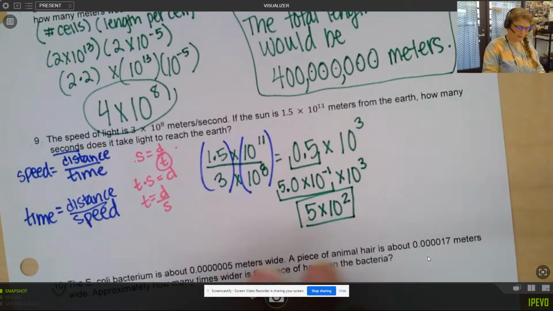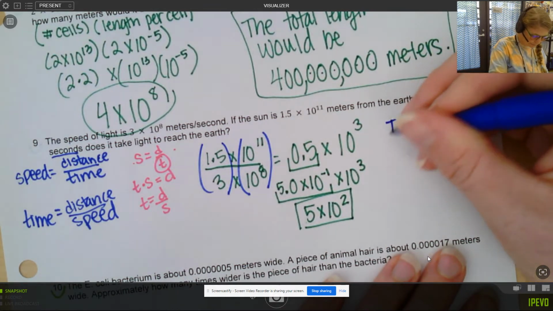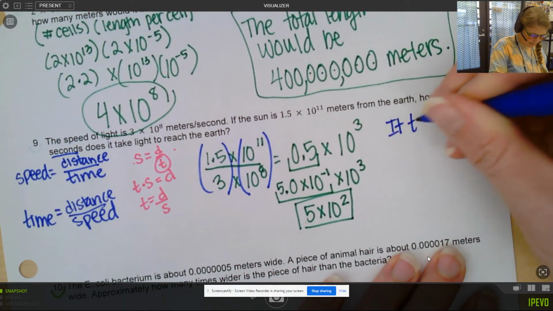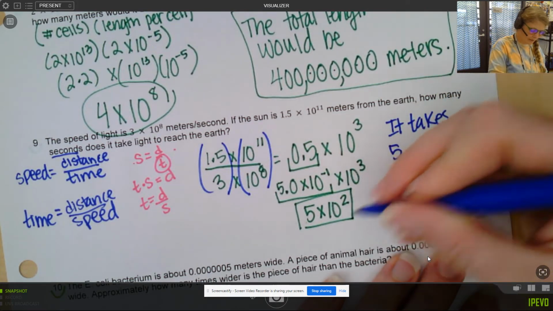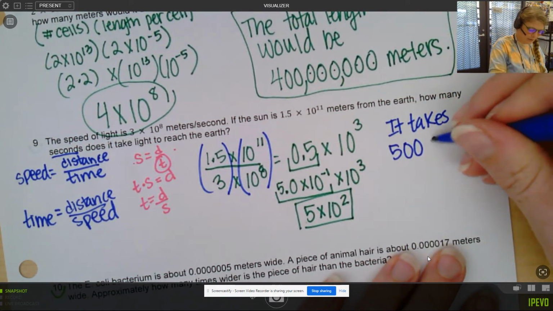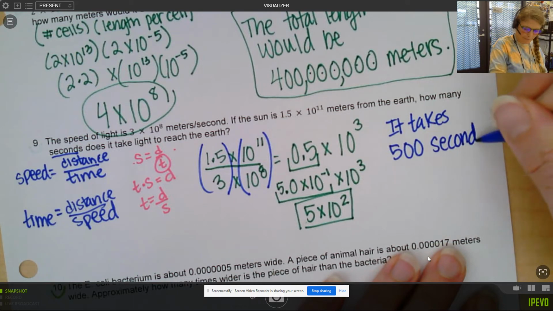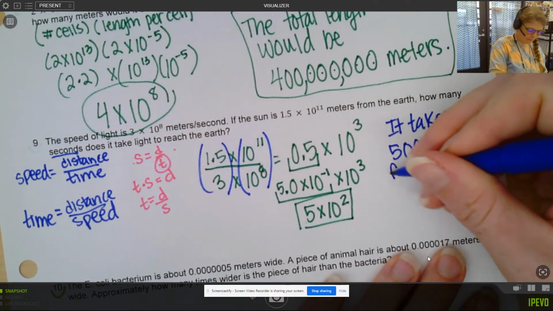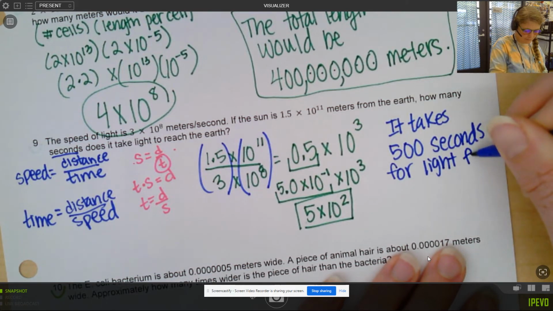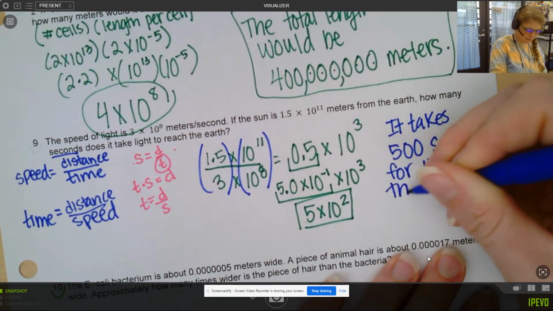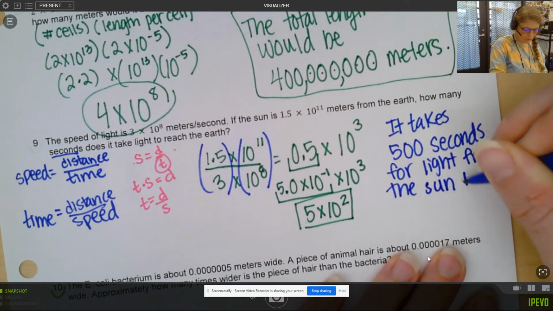And then to write our answer in a sentence, it takes 5, and then move the decimal over twice to the right, 500 seconds for light from the sun to reach Earth.